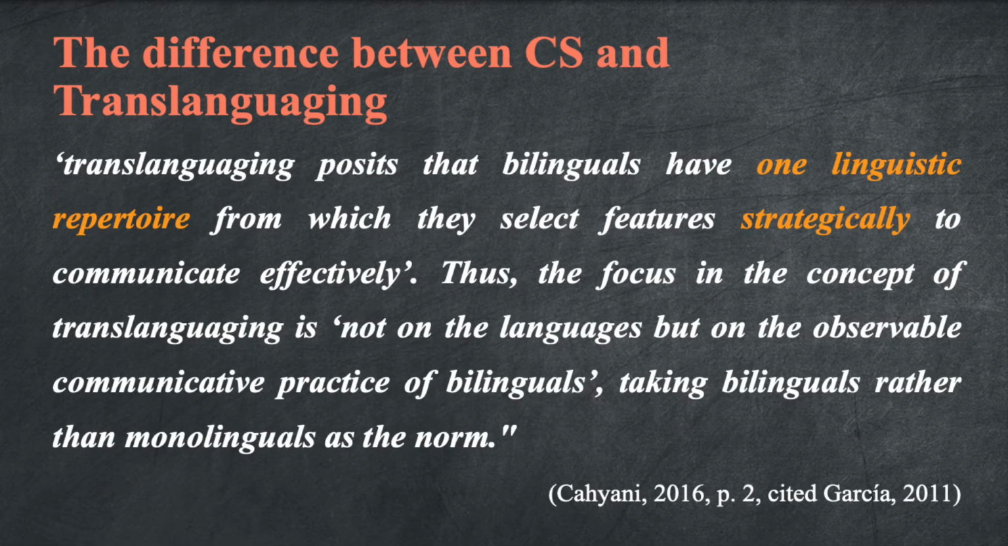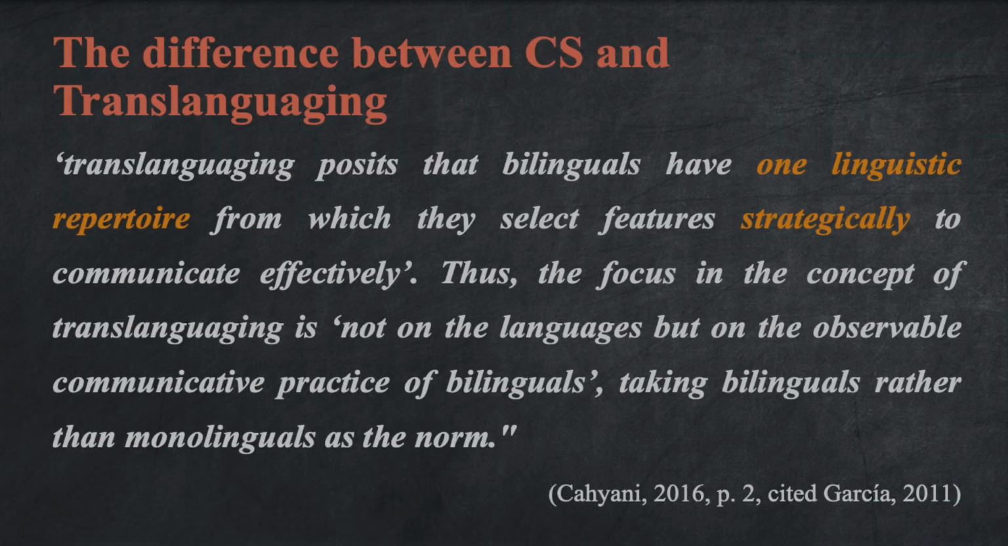Translanguaging posits that bilinguals have one linguistic repertoire from which they select features strategically to communicate effectively. Thus, the focus in the concept of translanguaging is not on the languages but on the observable communicative practice of bilinguals, taking bilinguals rather than monolinguals as a norm.